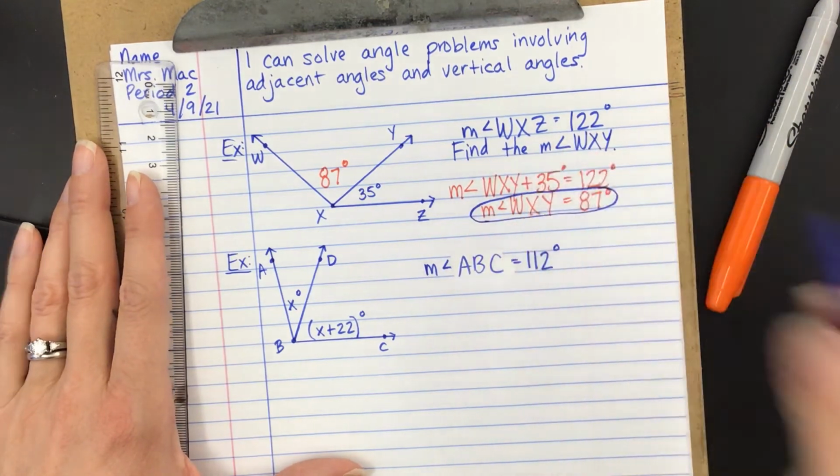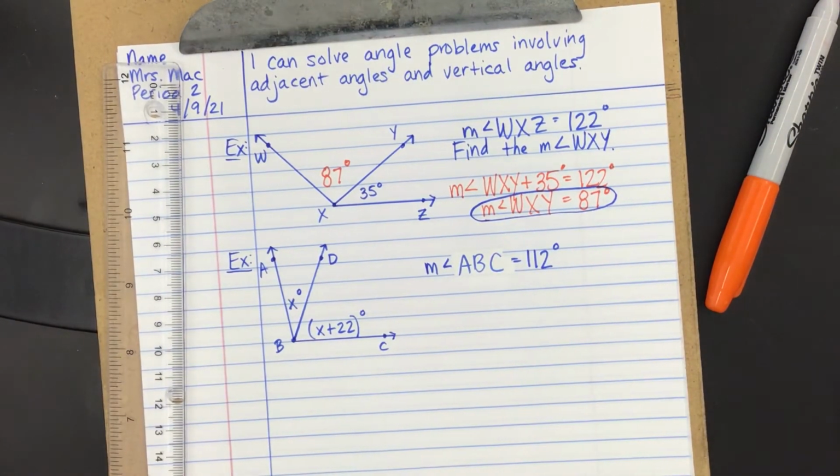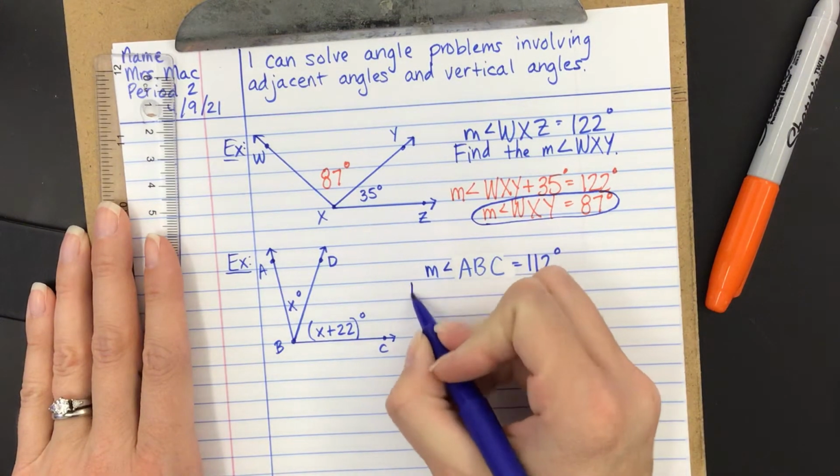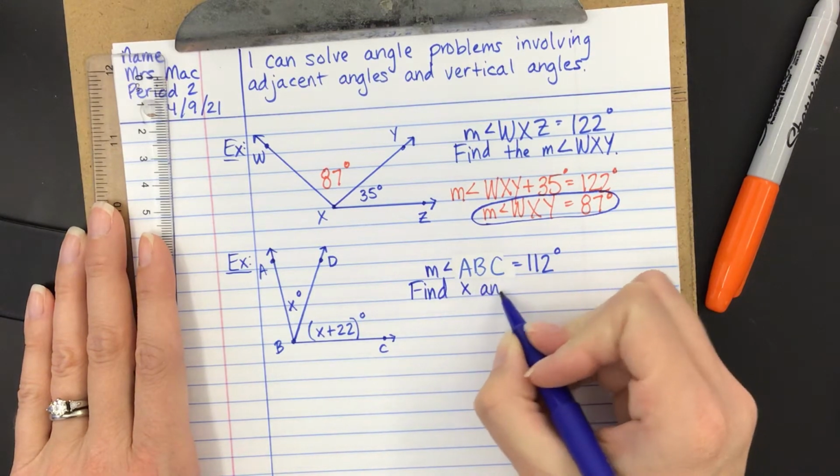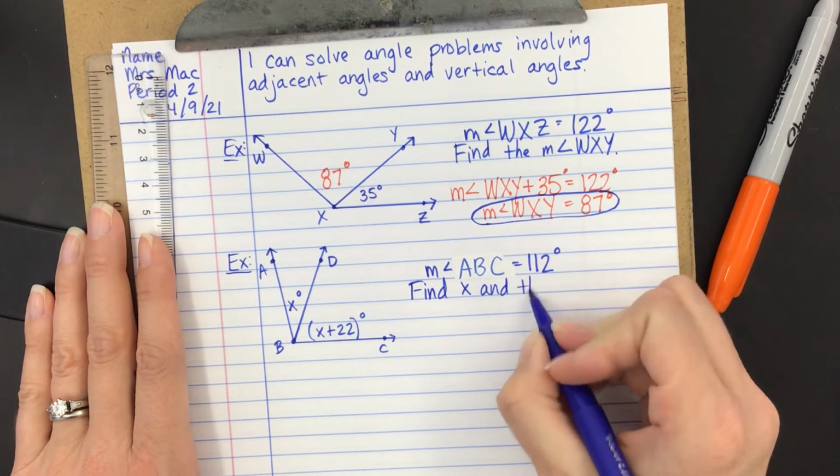Okay. So ABC, the whole angle ABC is 112 degrees. And our goal here is we're going to find x, and we're also going to find the measure of the missing angles.